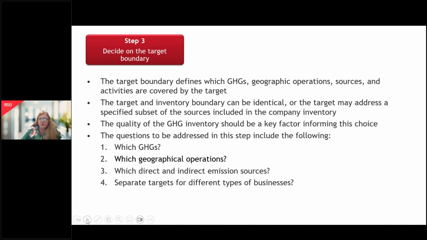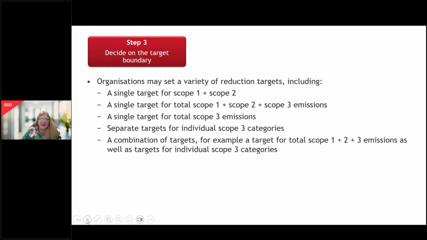So how do you want to set your target boundary? Organizations may set a variety of reduction targets. Some would say we have a single target for scope 1 and 2. You often see it at the moment where entities say we're going to be net zero. Please read the fine print. Do they want to be net zero across scope 1 and 2, or net zero across all 3 scopes? Because sometimes it's quite a big net zero claim, but the fine print says across scope 1 and 2.